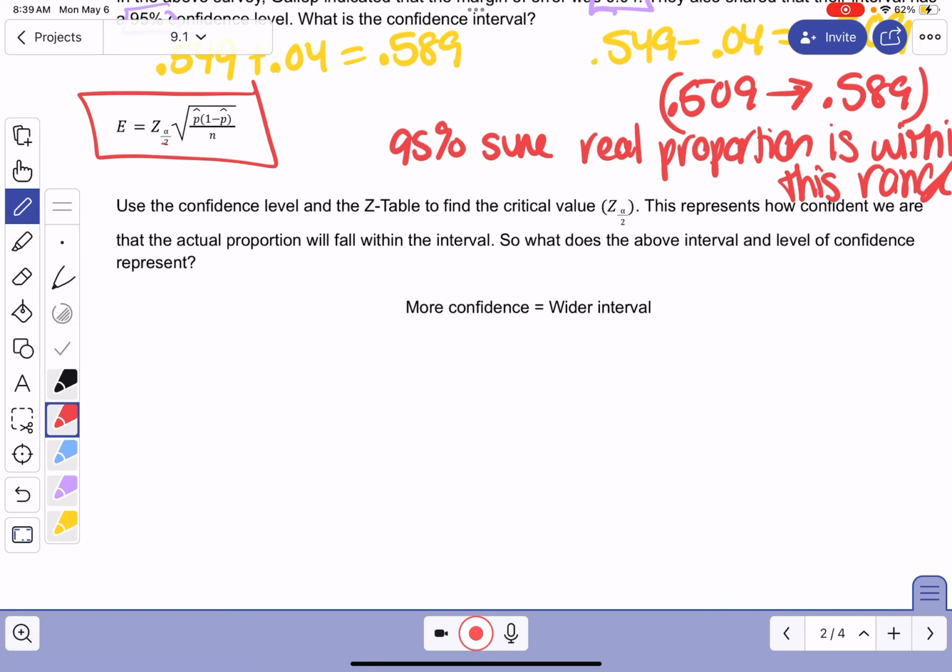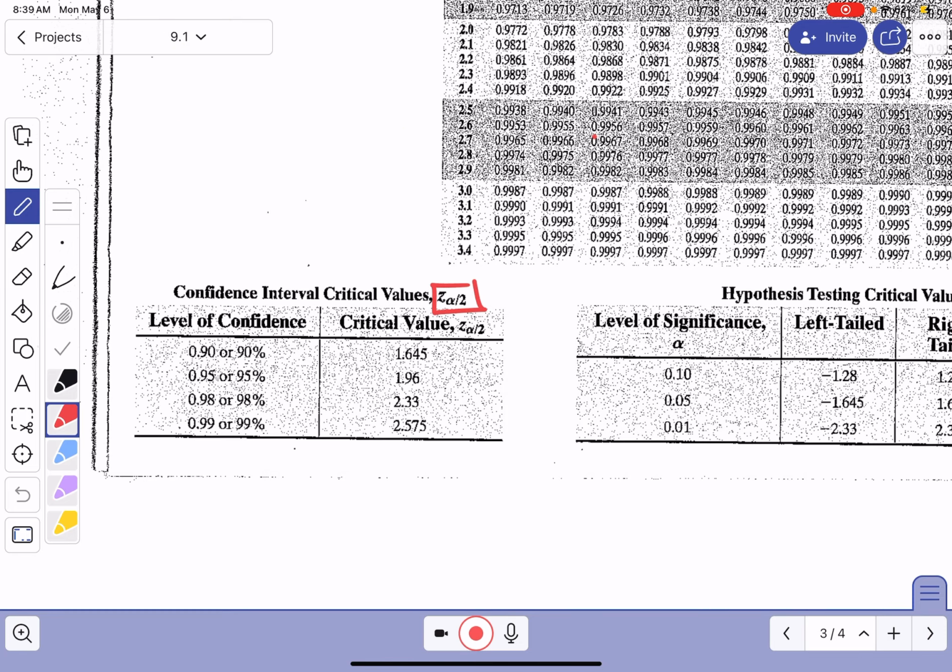So you use the confidence level in the z table. So the more confident you are, the wider your interval. That's why this number gets bigger. We want our interval to be wider so that we can be more sure it falls in there. So let's look at how we would use that.